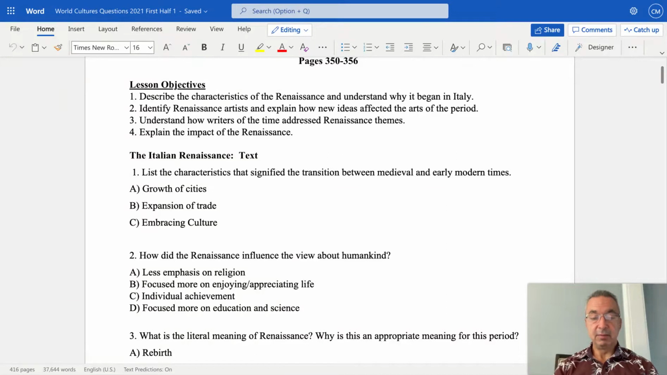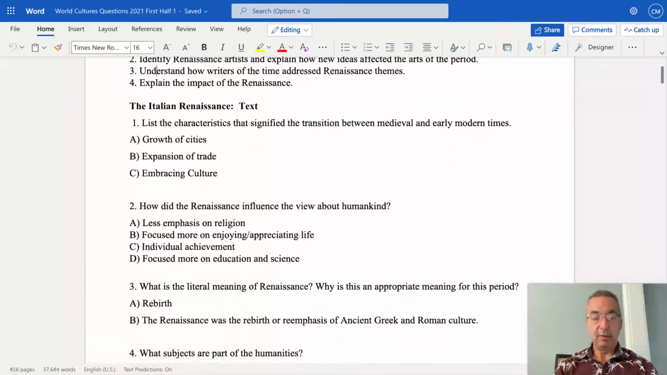So when we look at Renaissance, that means rebirth, a rebirth of culture, a reemphasis on ancient Greek and Roman culture. Those are the two great societies that we are going to really see the rebirth aspect of the Renaissance: ancient Greek and ancient Roman writings, architecture, paintings, things like that.